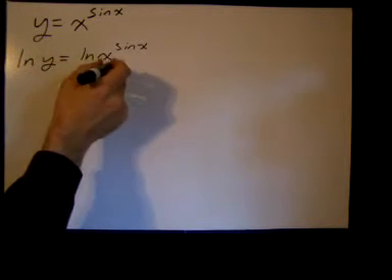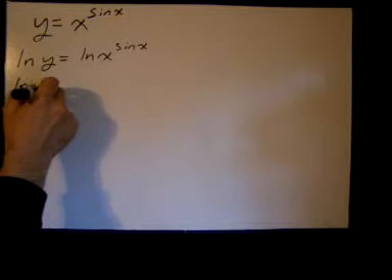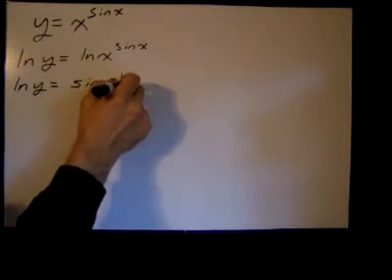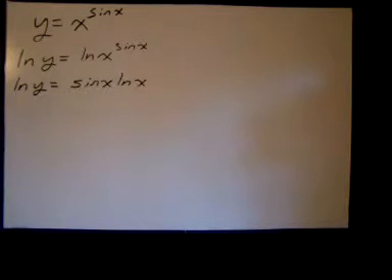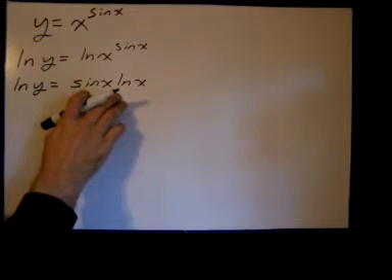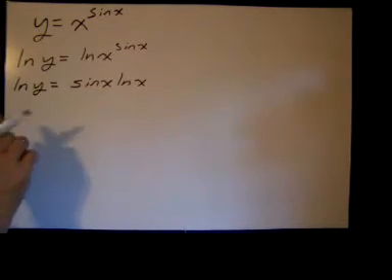So now we can use properties of logarithms to pull down that exponent. So we have the natural log of y equals the sine of x times the natural log of x. Now we can take the derivative. We derive this side implicitly. We use the product rule on this side. We're deriving with respect to x.